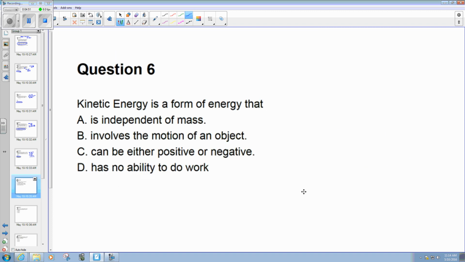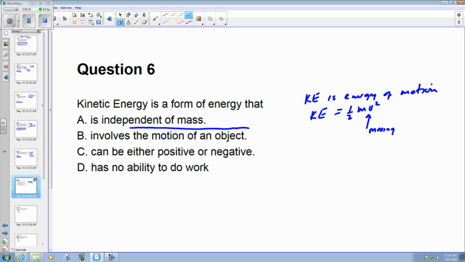Question number 6. Remember what we said, kinetic energy is the energy of motion. Symbolically, kinetic energy is equal to 1/2 mv squared. This means that the object is moving because it has velocity or speed. And therefore, the answer to question number 6 is simply B, because the object is moving.